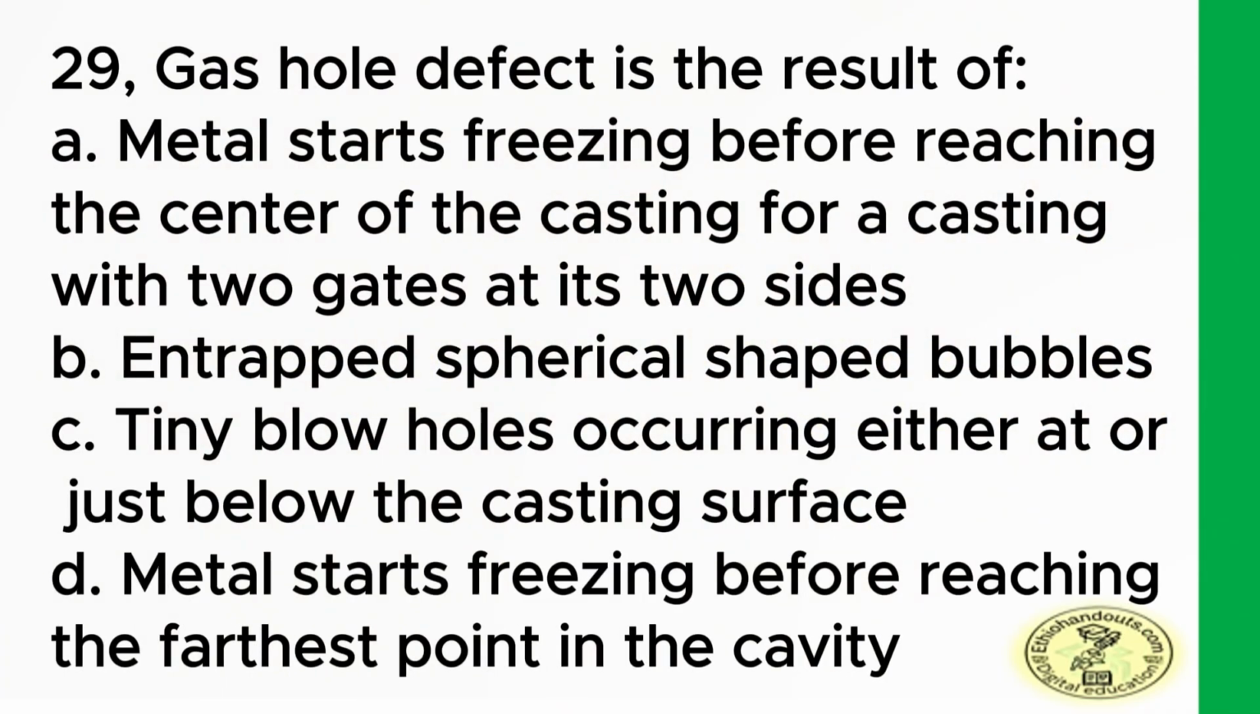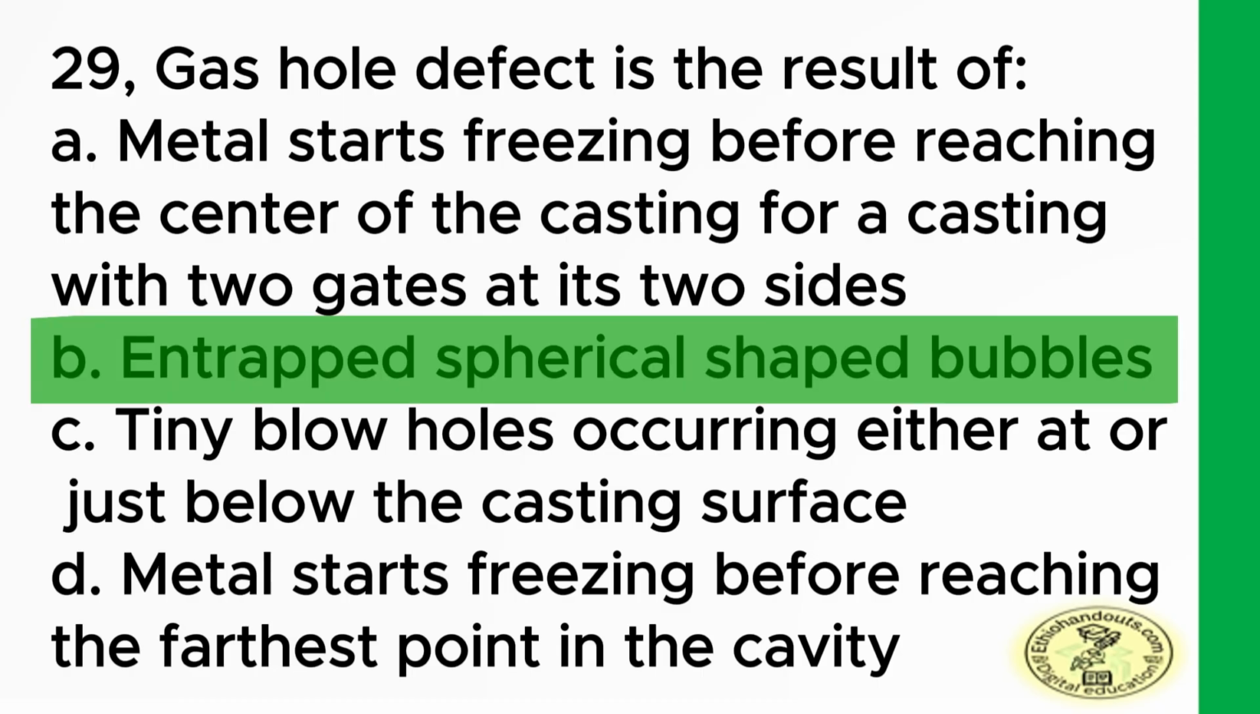29. Gas hole defect is the result of A. Metal starts freezing before reaching the center of the casting for a casting with two gates at its two sides, B. Entrapped spherical shaped bubbles, C. Tiny blow holes occurring either at or just below the casting surface, D. Metal starts freezing before reaching the farthest point in the cavity. The correct answer is B. Entrapped spherical shaped bubbles. 30.